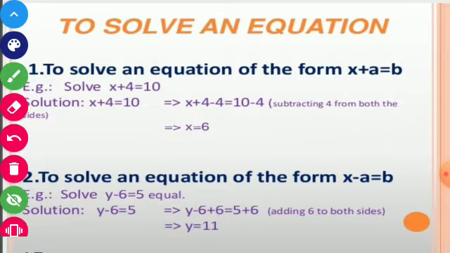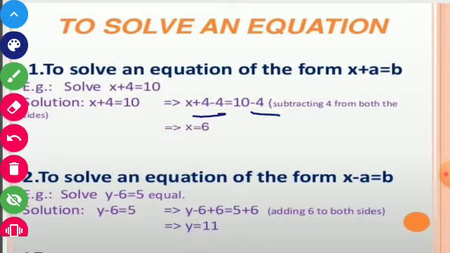So over here, to remove this plus 4, I am adding minus 4. Over here also, LHS and RHS are both the same. So on both sides we are adding minus 4. So plus 4 and minus 4, we get 0. 10 minus 4 gives you 6. So x is equal to 6.